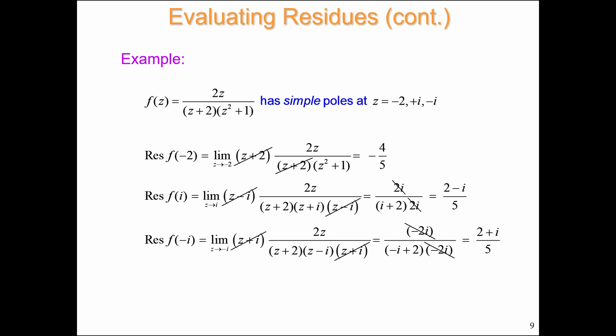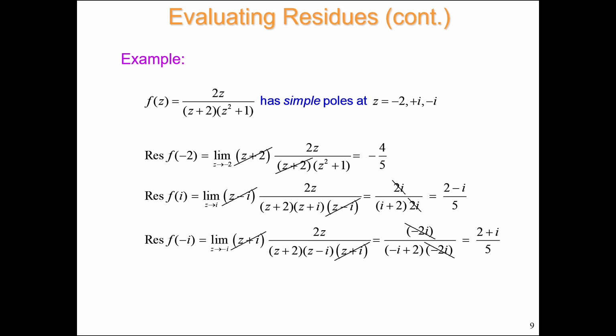Next we find the residue of f at i. Residue of f at i equal to limit z tends to i, (z minus i) into 2z divided by (z plus 2). Now expand z squared plus 1 into its factors, (z plus i) into (z minus i). Here z minus i and z minus i cancel, then we replace z equal to i. Finally we get the answer (2 minus i) divided by 5.